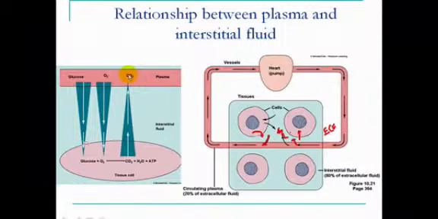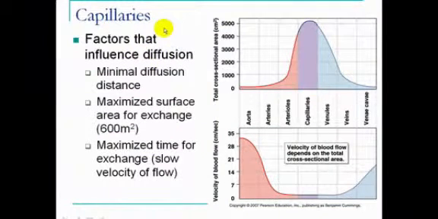Now capillaries are designed to maximize the amount of diffusion that can occur. And why are they so good at diffusion? One is that they have the minimal diffusion distance. Capillaries are only one endothelial cell thick. They're a simple squamous cell, and that's the smallest cell you can get, and so that's going to maximize diffusion across that cell. The other thing is, when you look at the area of capillaries you have, you can see that the cross-sectional area of capillaries is the largest of any vessel.